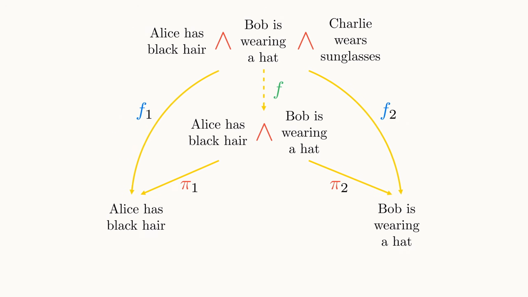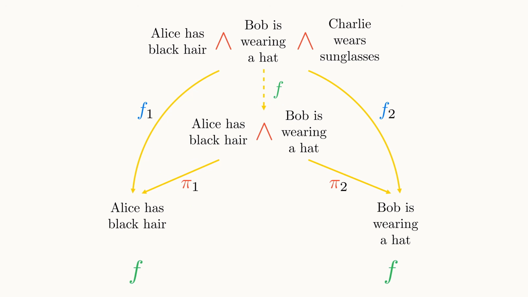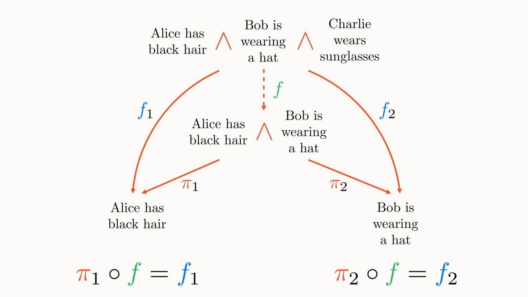So in categorical terms, we've found a unique proof F that when composed before pi1 gives us the proof F1, and when composed before pi2 gives us the proof F2. In terms of the diagram, we've essentially found a unique proof F such that the two paths from the top proposition to each of the bottom propositions are exactly the same.